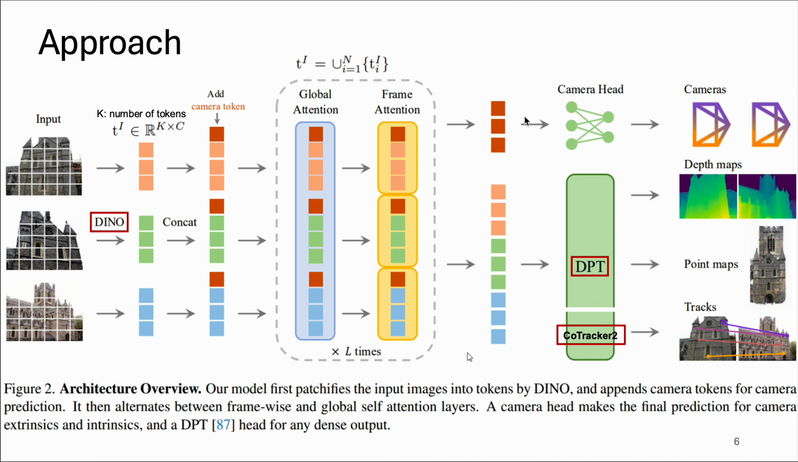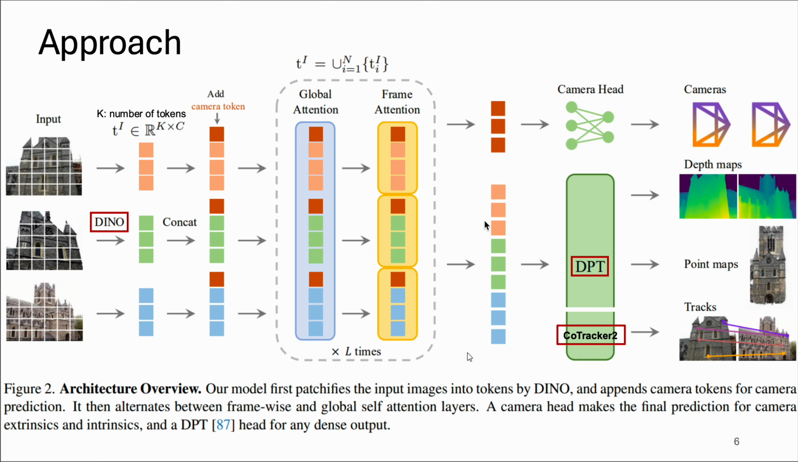For the camera, tokens are fed into a camera head, which makes the final prediction for camera parameters, including extrinsic and intrinsic camera parameters. The image tokens are fed into a DPT, which is a dense prediction transformer network, to generate depth predictions, which include two parts. First is a depth map, and second is this 3D point map.